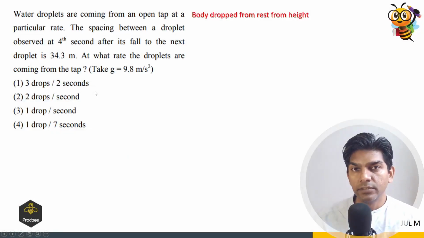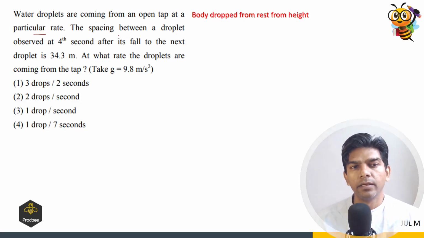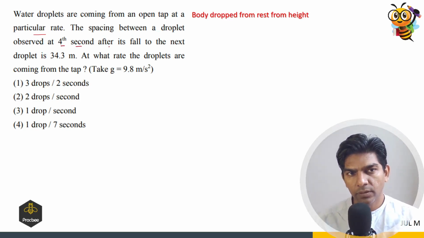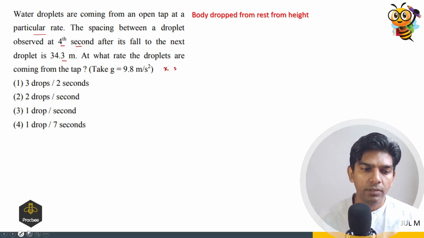Right, so now let us see another problem based on the same problem type. Water droplets are coming from an open tap at a particular rate, and the spacing between a droplet observed at the 4th second after its fall and the next droplet is 34.3 meters. At what rate are the droplets coming from the tap? So let us say they are coming after x seconds, right? Let us say x seconds is the time interval between the drops, and we are given 4 seconds.